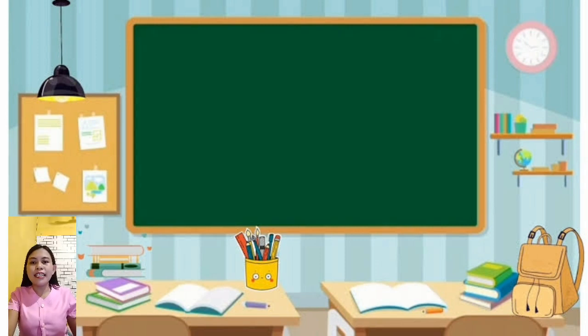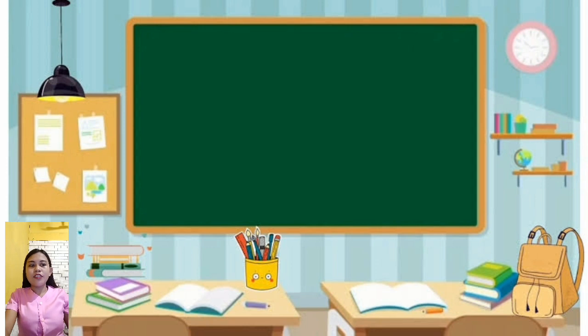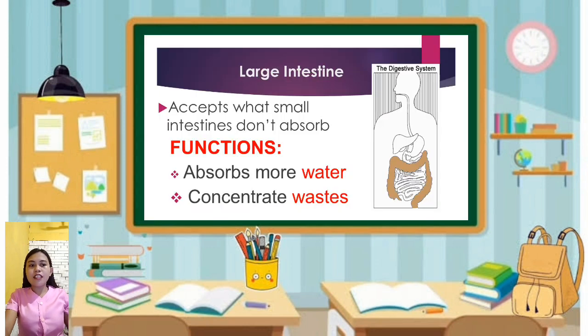Let's go down to the small intestine. The small intestine is roughly 7 meters long. The lining of the intestine walls has finger-like projections called villi to increase the surface area of absorption. It is where the absorption of nutrients happens through the villi, and it is assimilated into our body. Next is the large intestine. The large intestine accepts what the small intestine doesn't absorb. Its functions are to absorb more water and concentrate waste.